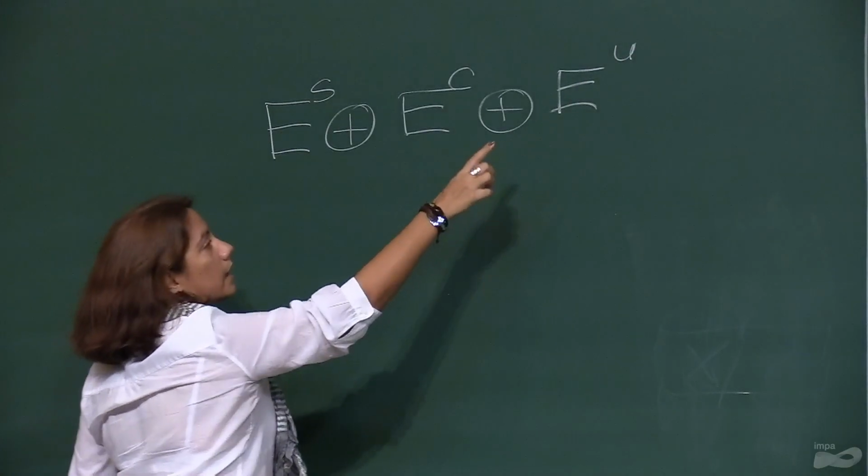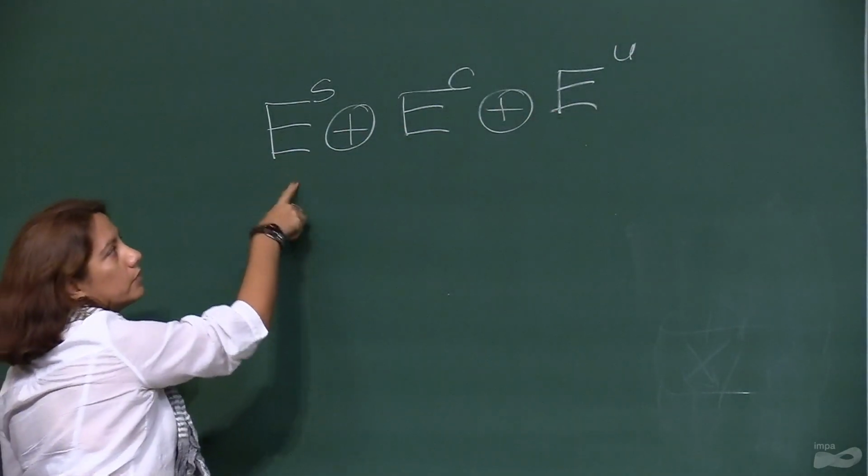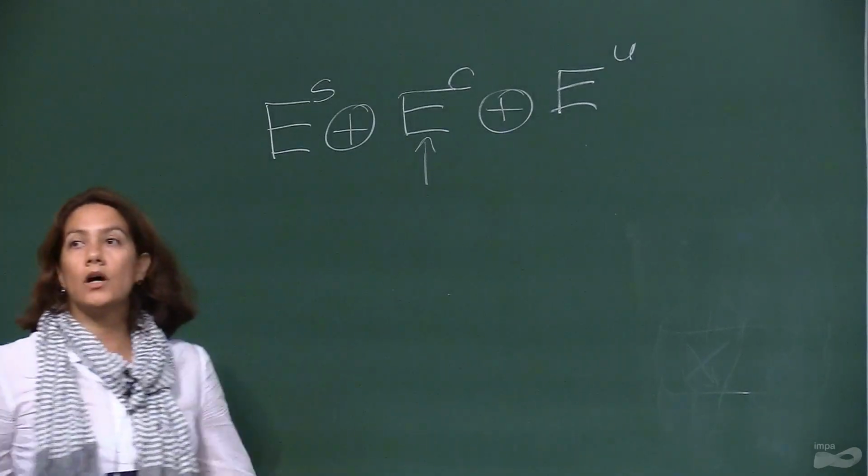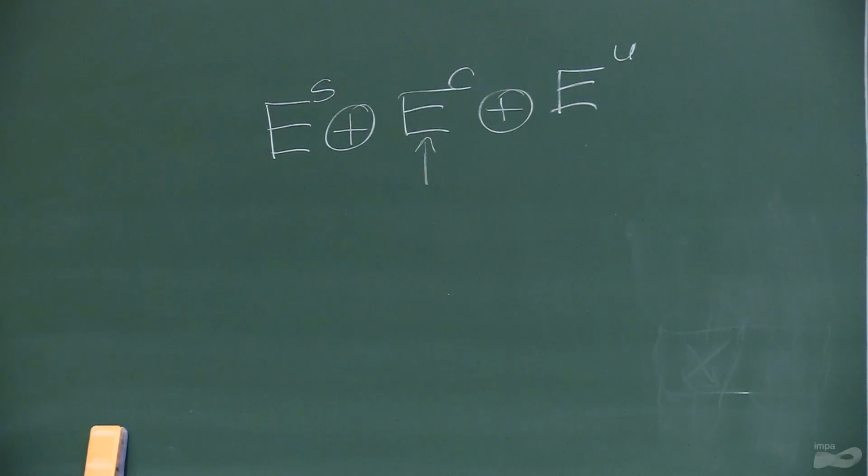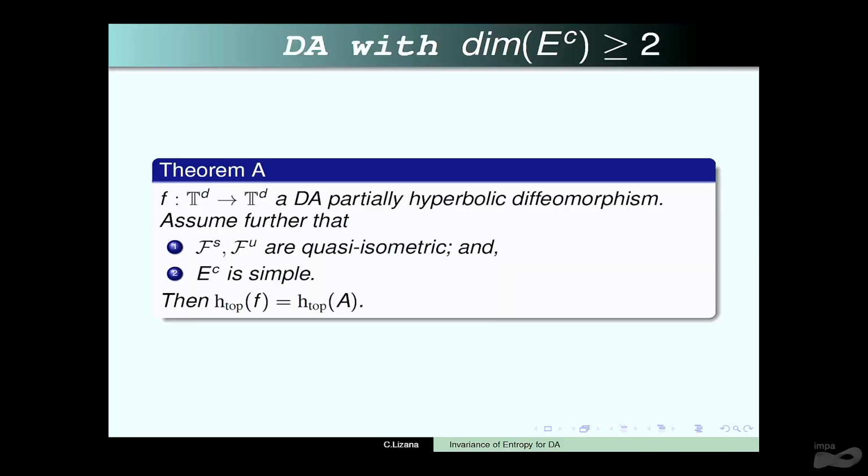So you have an expanding and a contracting uniform, but this one is not expanding and contracting uniformly. Okay? So this map is isotopic to an Anosov. And if we give these two conditions, that the stable and unstable foliation are quasi-isometric, and the central bundle is simple, then the entropy remains the same.